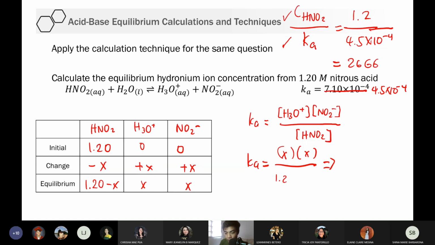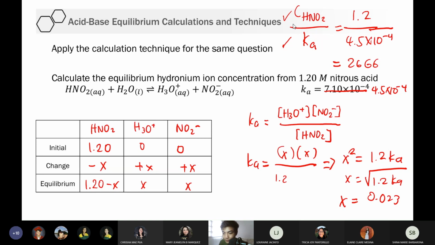So, we can rewrite this in terms of x. We get x squared equals 1.2 times the Ka, or x equals the square root of 1.2 times the Ka. The x value is 0.023. Di ba ito din yung na-solve last time? No? If you check your notes, yan din yung x value natin. Okay? So, that is how small x approximation works.